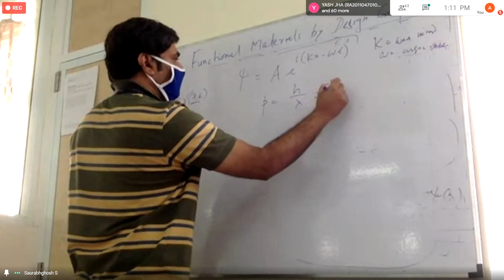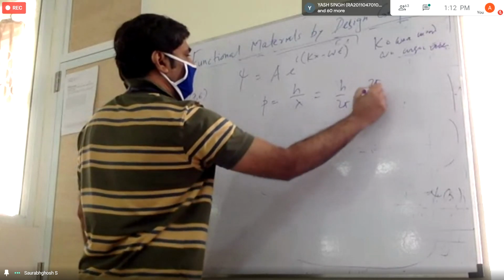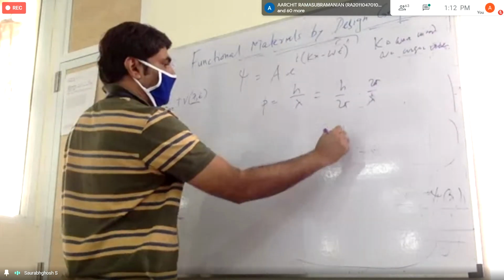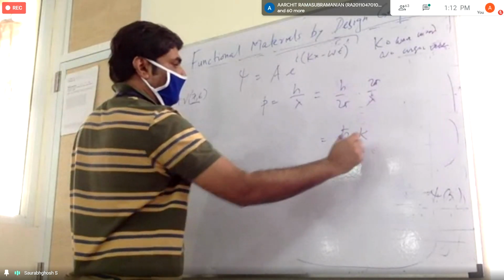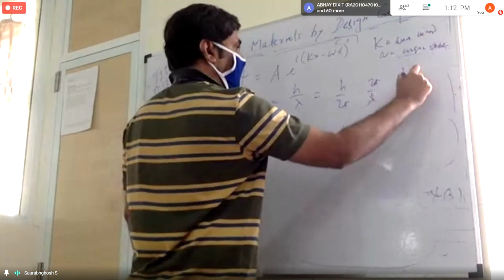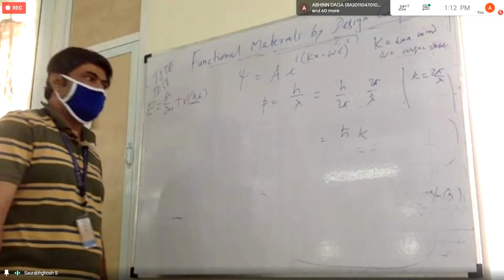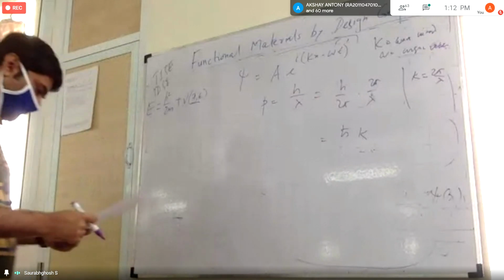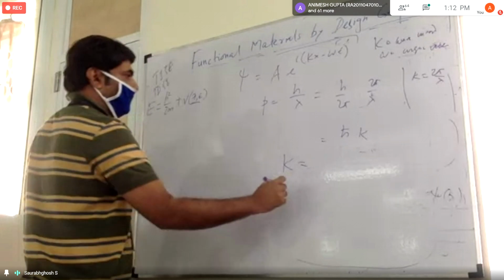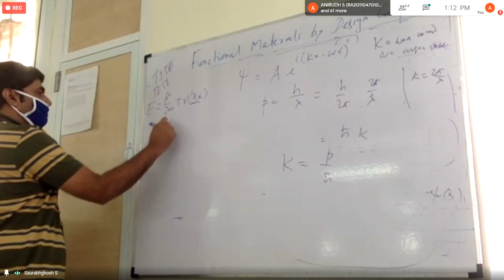Now what you can do is write it like this: h by 2 pi into 2 pi by lambda. If you do that, this becomes h cut, and 2 pi by lambda is k. We know that the wave vector k equals 2 pi by lambda, where lambda is the wavelength. So that means k equals p by h cut.